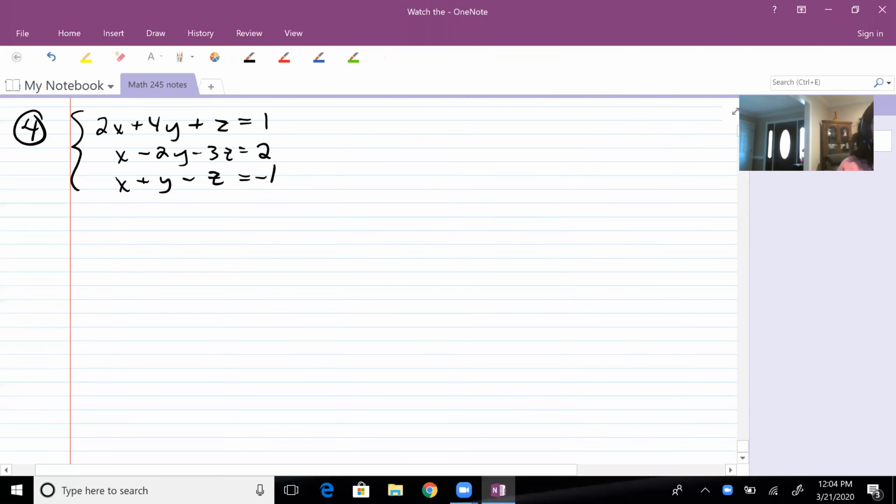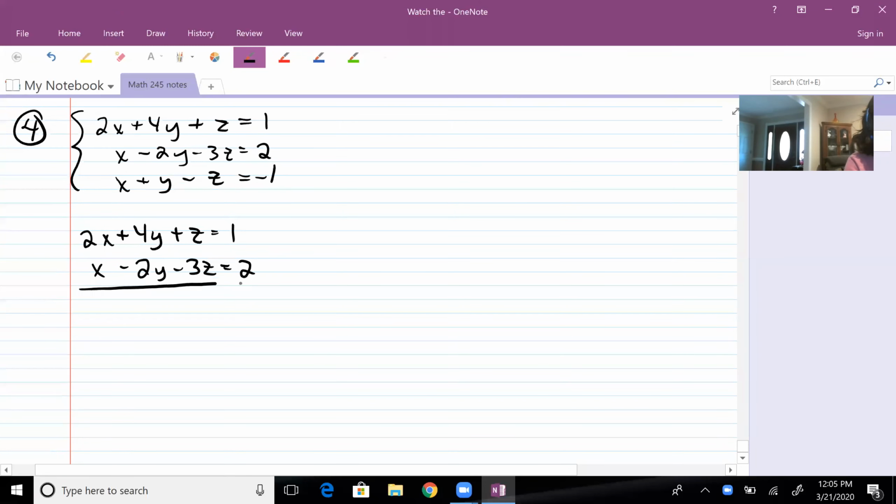All right, so our first step is to use our first and second equations. So let me write them down completely all over again, and we need to eliminate x in those equations.